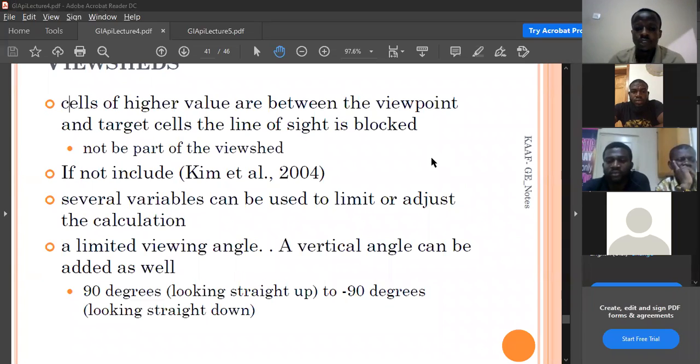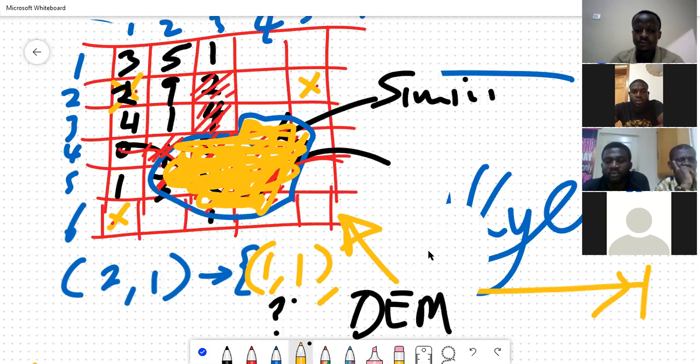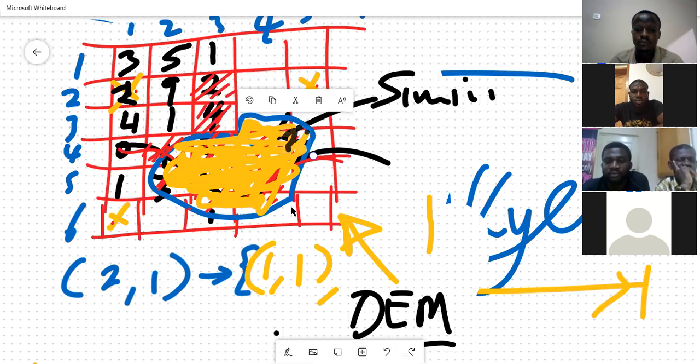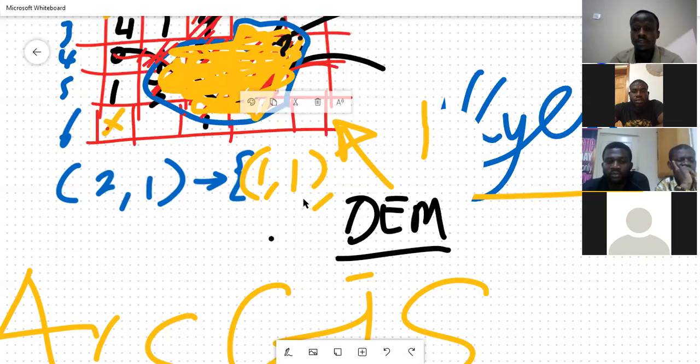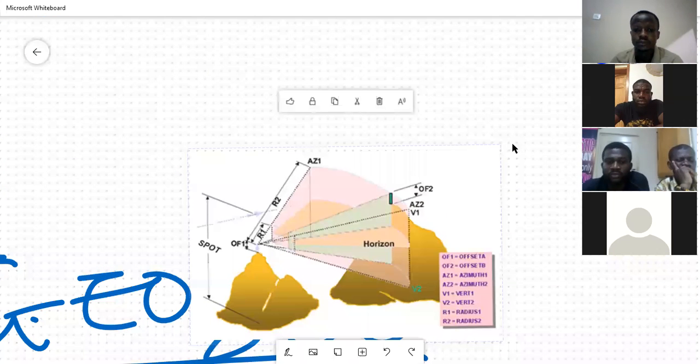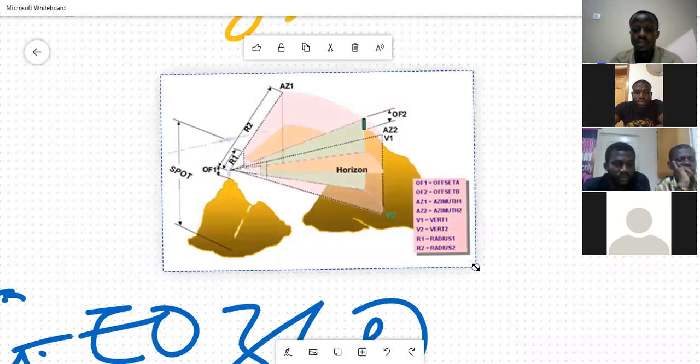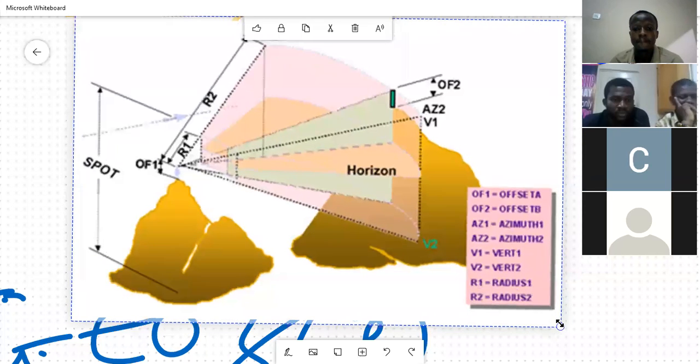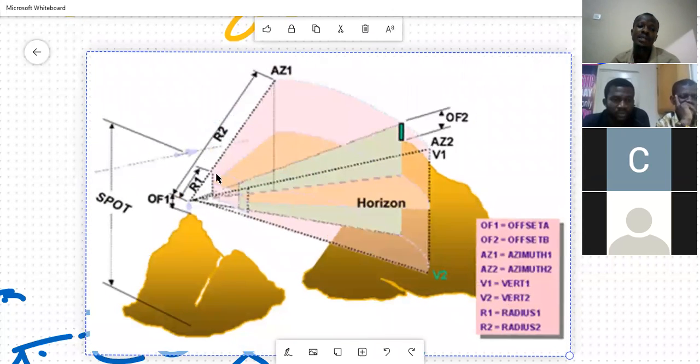So going back to the board, the diagram I want to show you. Okay, this one. These are parameters that we can actually set. For example, we can have an offset from the ground, so the height of the mast will be the offset. And then the targets, where the signals are going, we also need to consider the height of that. So that will be offset 2.